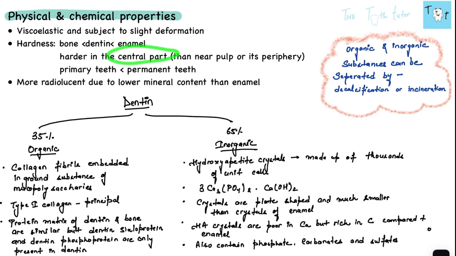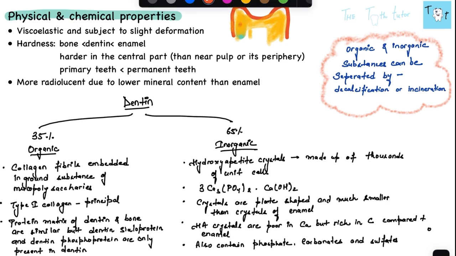Now it is harder in the central part than near the pulp or its periphery. So if you have your tooth over here, and this entire portion is dentin, and let's say this is the pulp and this is all dentin. It is harder in the central portion than all the yellow parts. So it is harder in the central part than the periphery.